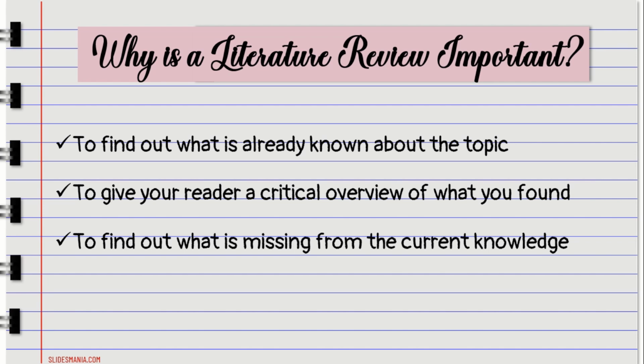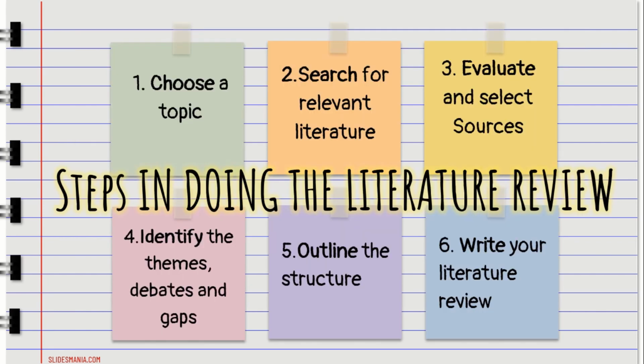So now that we already have an idea about the literature review, we are now ready to find out the different steps of writing a good literature review. So we have here 6 steps. Step 1 is to choose a topic. Step 2, search for relevant literature. Step 3, evaluate and select sources. Step 4, identify the themes and debates as well as the gaps. Step 5, outline the structure. Step 6, write your literature review.